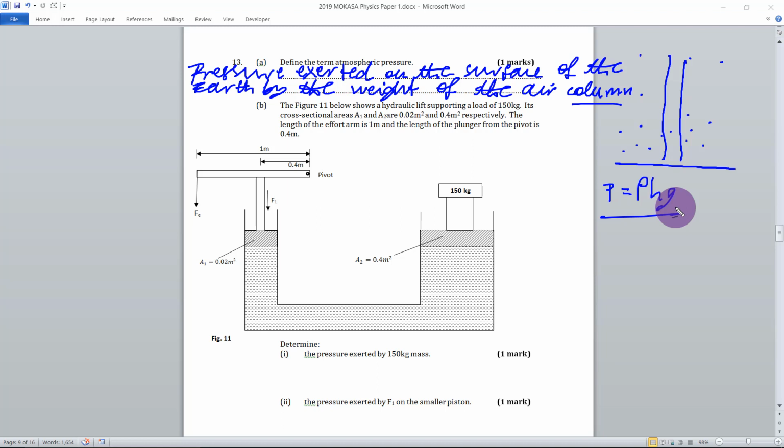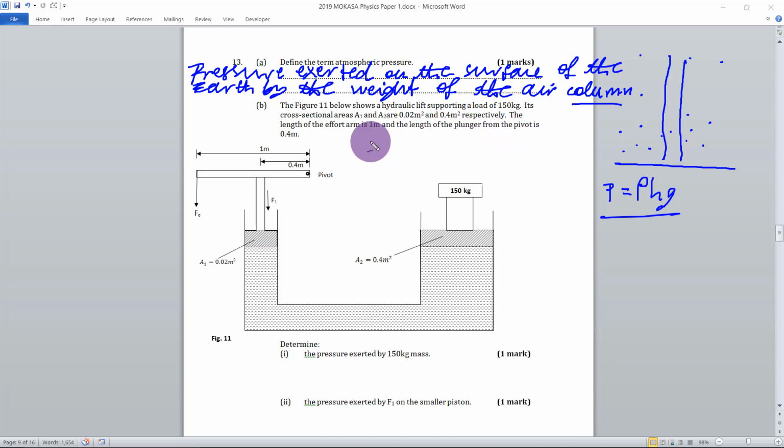So let's look at part B. In part B, we are told that figure 11 below shows a hydraulic lift supporting a load of 150 kilograms. Its cross-sectional areas A1 and A2 are 0.02 meters squared and 0.4 meters squared. So this is 0.02 and this one 0.4 meters squared. You can see that this one is a larger cross-sectional area while this one is the smallest one.